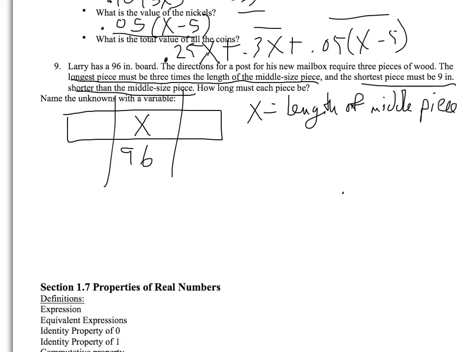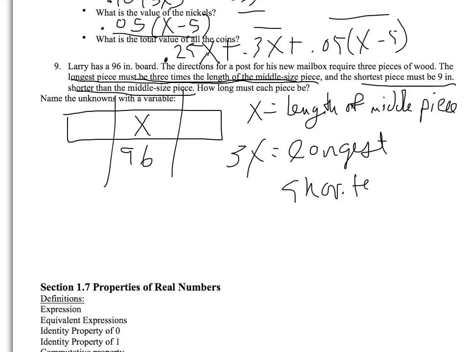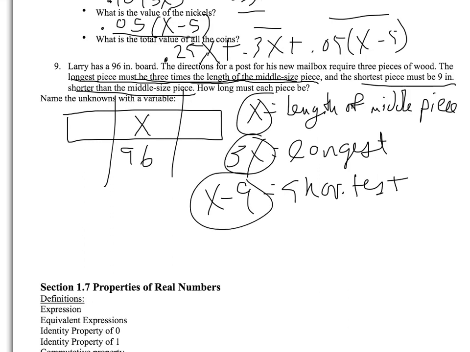Okay, so the longest piece is 3 times the length of the middle. If the middle's x, the longest is 3x. Okay, and the shortest piece is 9 inches shorter than the middle piece. So the shortest, being 9 inches shorter, is x minus 9. The middle is x, the longest is 3x, and the shortest is x minus 9. So hopefully that made sense to you.